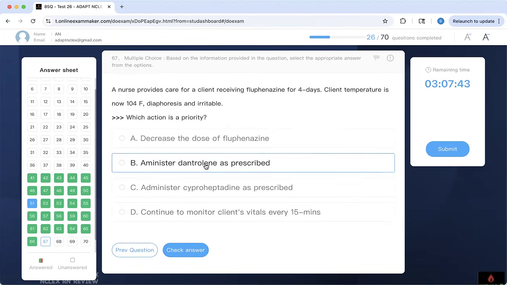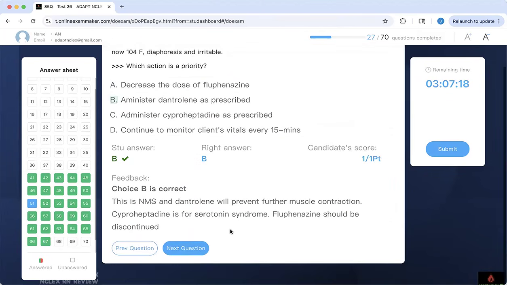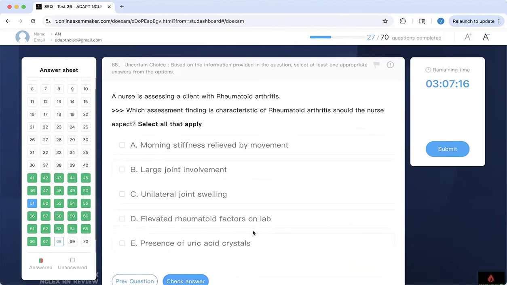I can tell you this is the right answer: dantrolene. The patient has neuroleptic malignant syndrome. Fluphenazine is a first generation antipsychotic. If you have a fever, diaphoresis, and irritability, that means what? Change in what? Autonomic dysfunction. And therefore, we got to take care of it. You can decrease the dose, stop it. Cyproheptadine is used for serotonin syndrome, and you should not be monitoring vitals every 15 minutes. This is a bad problem. We got to do it.